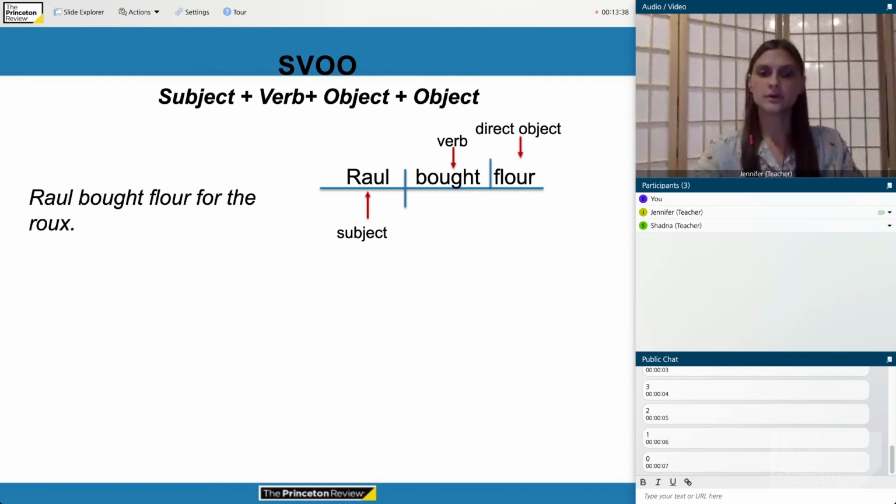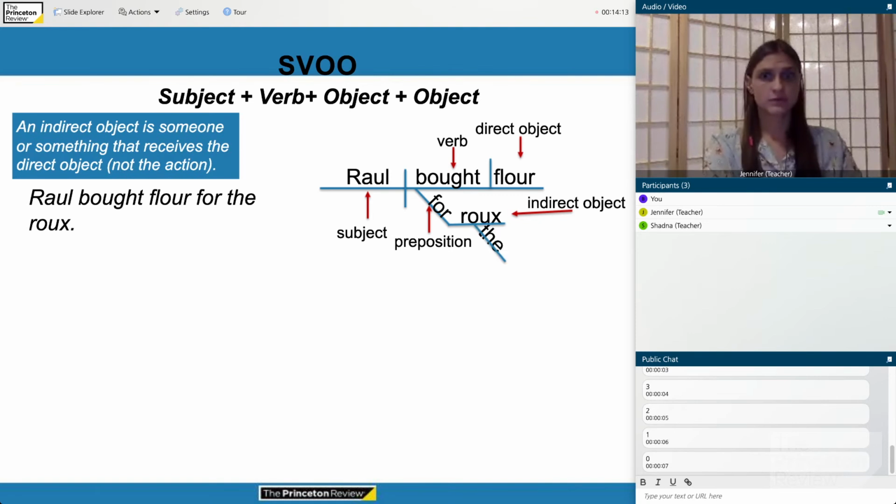So what do you think we need to do next? For the roux. For the roux. So we know we have a second object. So we have an indirect object in here. And we know that for is the preposition, the is an article. So that means that roux is going to be the indirect object. And what we want to do is go ahead and build on. So the for is our preposition. Roux is that indirect object. And then the is modifying the roux. So our article is going to go beneath it there.